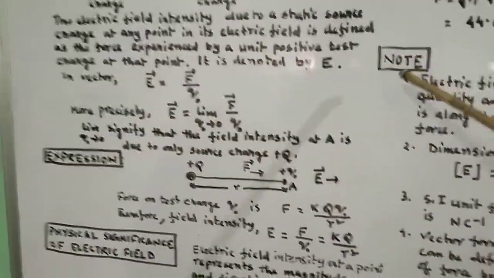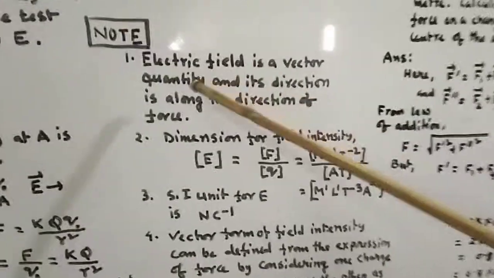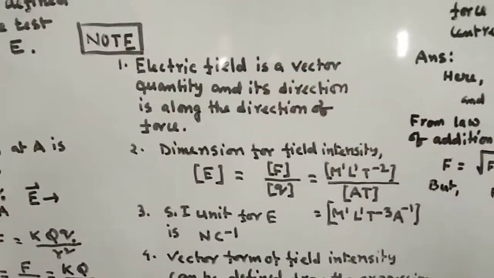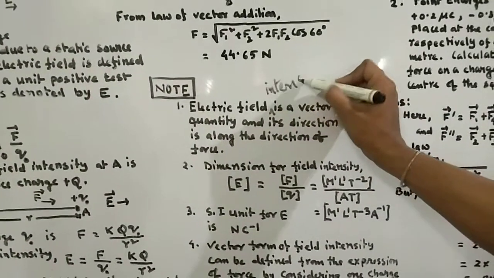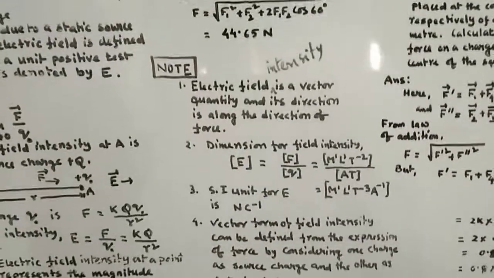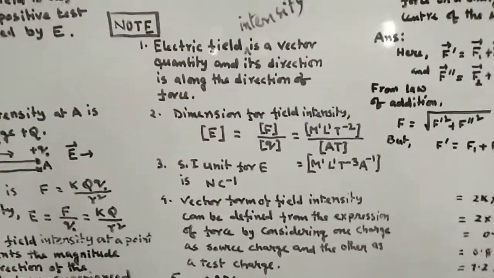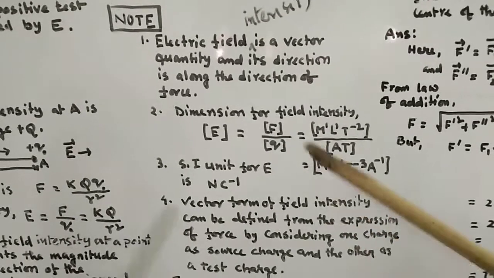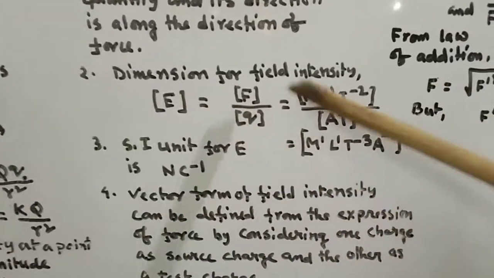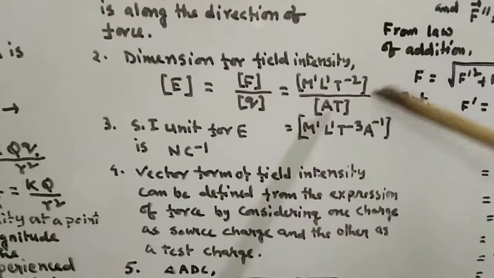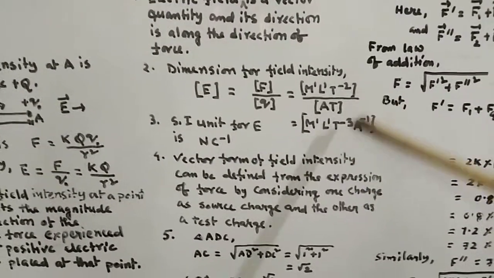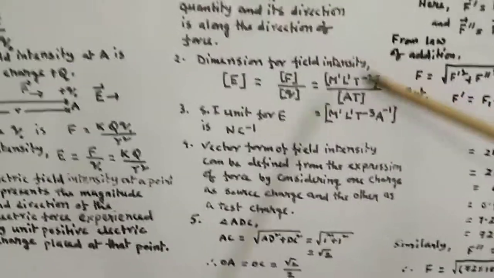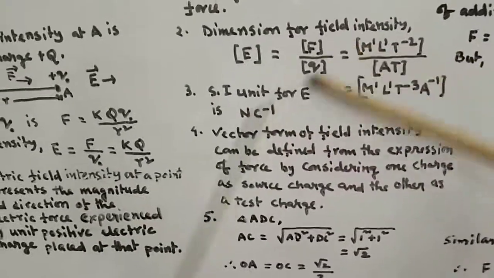So let me go for the note part. Electric field is a vector quantity. Basically electric field intensity, let me correct. Electric field intensity is a vector quantity and its direction is along the direction of the force. Now regarding the dimension, the dimension for electric field intensity equals F by Q. The dimension for F is M1 L1 T minus 2, and for Q it is A T. If you simplify, M1 L1 T minus 3 A minus 1. So this is the dimension for the field intensity, and the unit is definitely Newton per coulomb.